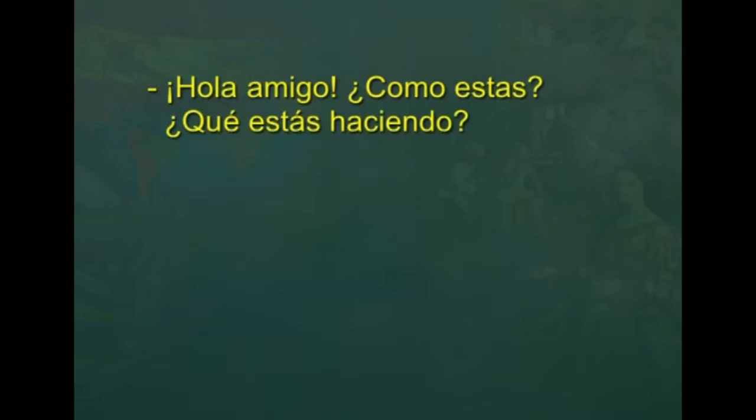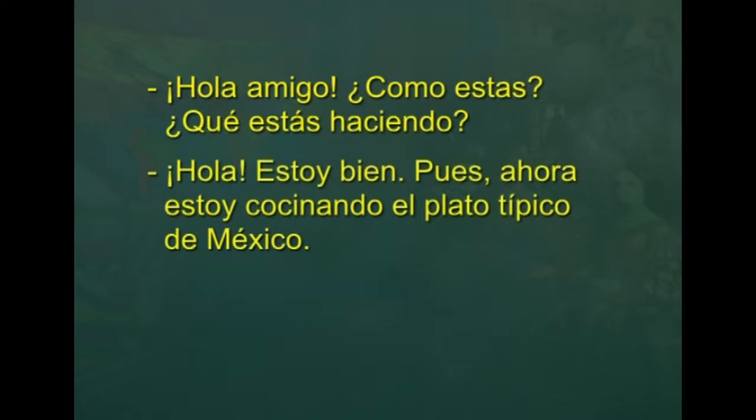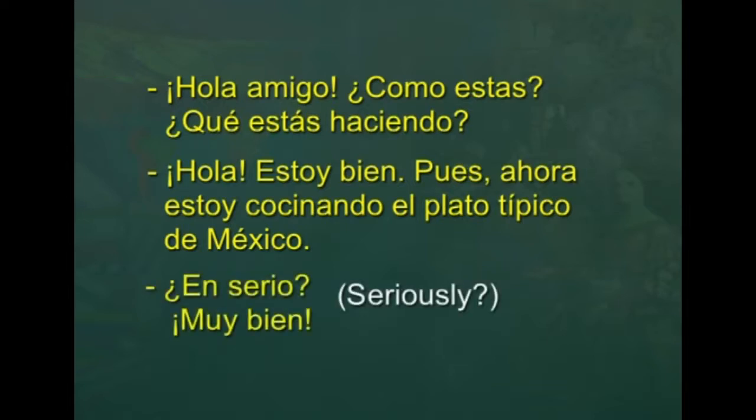Imagine that you are in a kitchen and your friend calls you and asks, Carlos, hola amigo, ¿cómo estás? ¿Qué estás haciendo? What do you say? Suppose you are cooking a special dish of Mexico. You say, Hola Carlos, estoy bien. Pues ahora estoy cocinando el plato típico de México. Did you say this? ¿En serio?